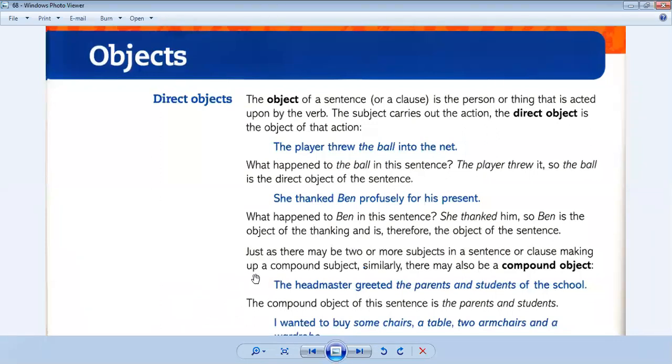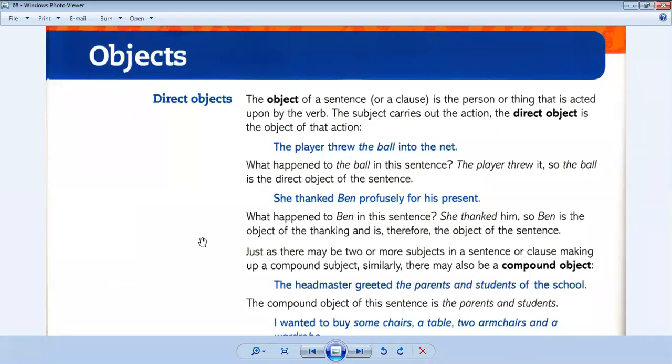Just as there may be two or more subjects in a sentence or clause, making up a compound subject, similarly, there may also be a compound object. Oh, how come, Mr. Waleed? Don't you remember that sometimes we have many subjects in one sentence? Also, we can have the same.